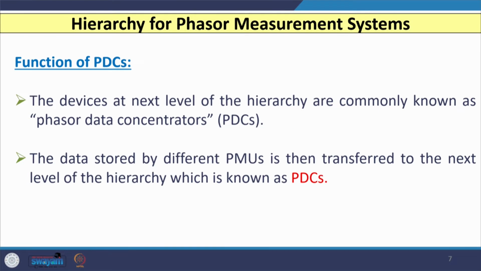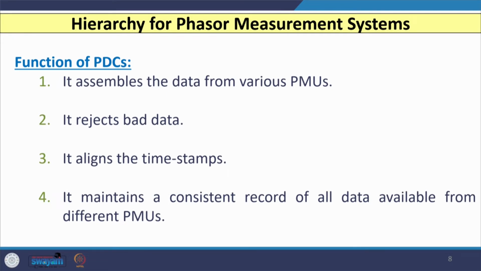Now, let us see what is the function of the phasor data concentrator. So, the device at the next level of the hierarchy is normally known as the PDC or phasor data concentrator. So, whatever data is stored by different PMUs is transferred upward to the next level of hierarchy, which is known as the phasor data concentrator or PDC. The functions of the PDC are the following: it assembles the data from various PMUs. So, let us say, as I told you, for 15 to 20 PMUs you have one PDC. So, whatever data are available from all 15 to 20 PMUs, those are assembled by this PDC.